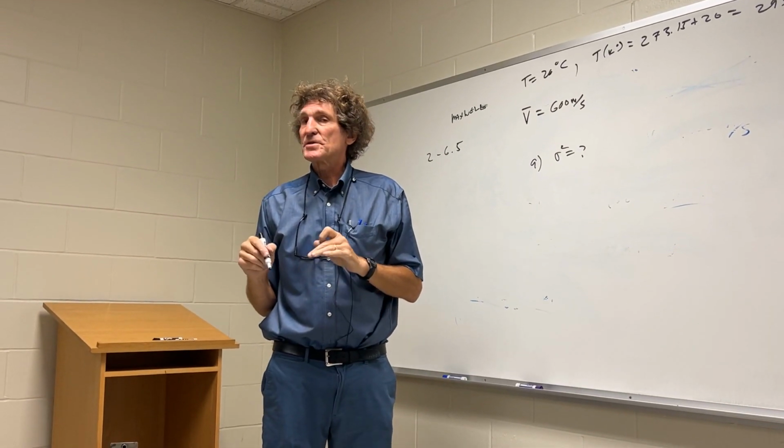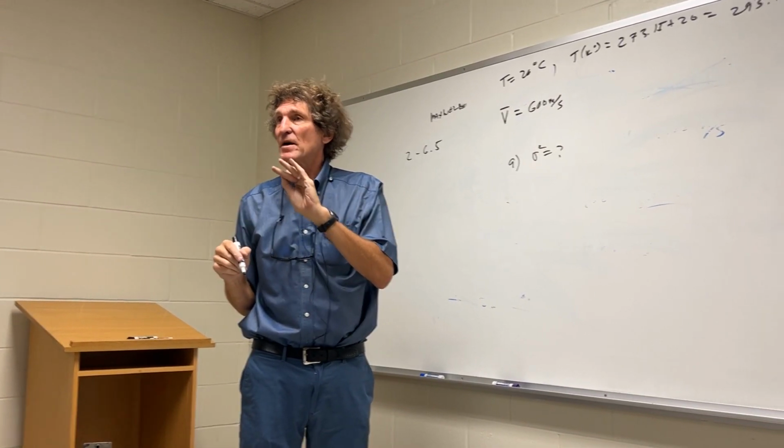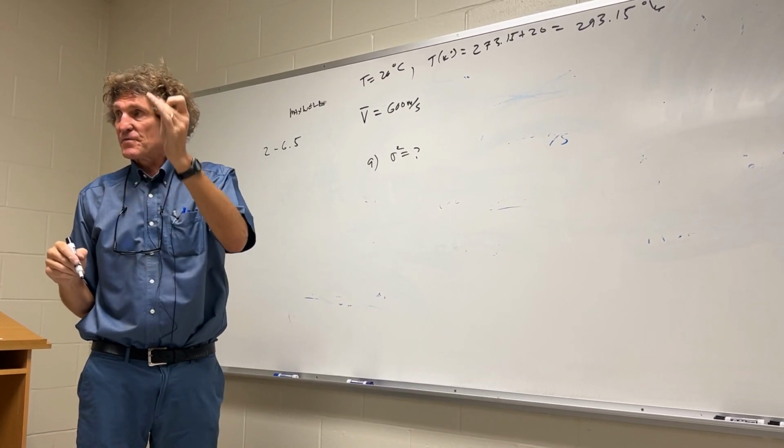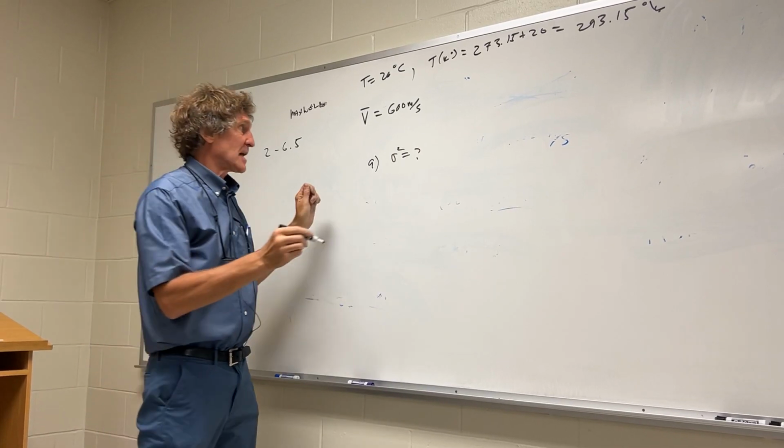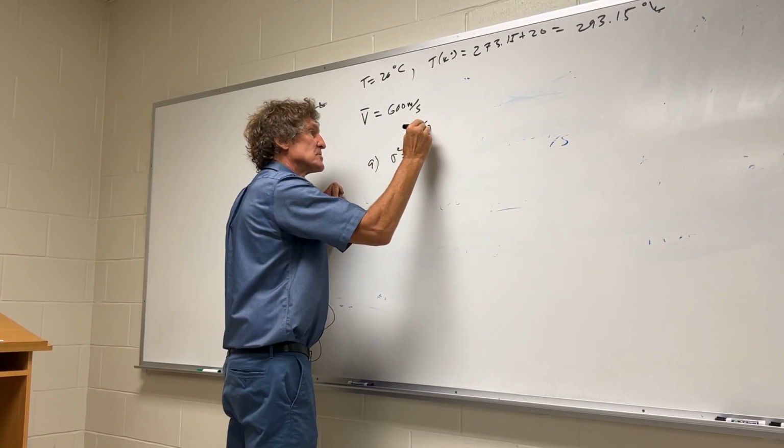Now, I'm going to get the sigma squared of the Vx, Vy, and Vz. Y'all with me on this? I'll put this down. This is the one I'm going to get, which is Gaussian.